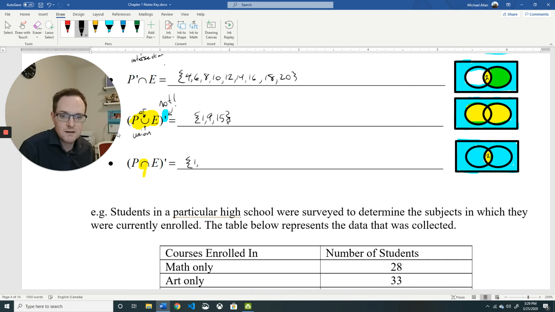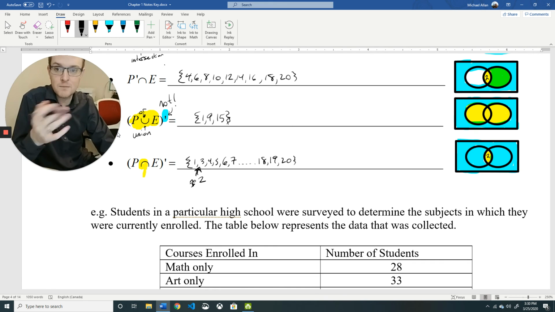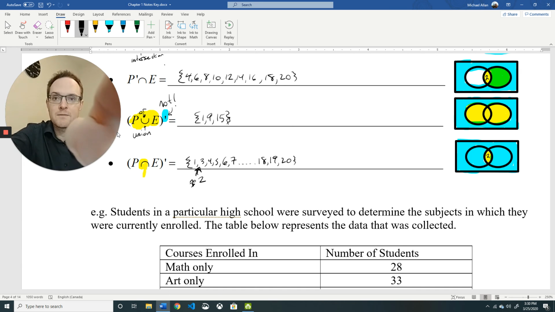So 1, 3, 4, 5, 6, 7. I'm just tired here. I'm just going to keep on going. 18, 19, and 20. So you know what's missing here? There's no 2 here in this spot right there. There's no 2, because that number is prime and even at the same time, but I'm looking for what's not prime and what's not even.